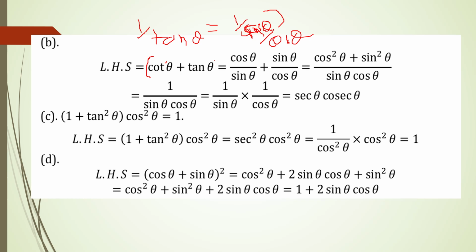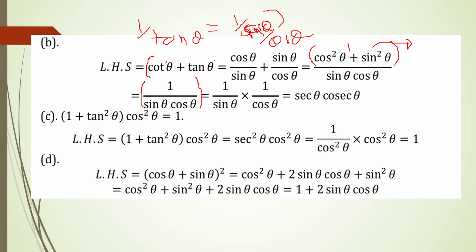And then when you do that, in the numerator, we are going to end up with cos squared theta plus sin squared theta. But remember, in the first identity, we told you that cos squared theta plus sin squared theta is the same as 1. So you're going to replace our numerator with 1, and then you're going to end up with this. So from there, we prove what was given in the question.